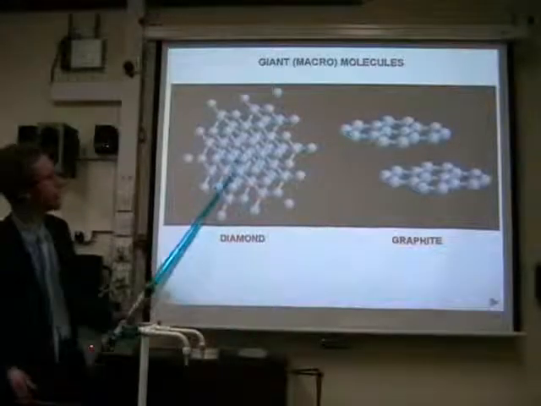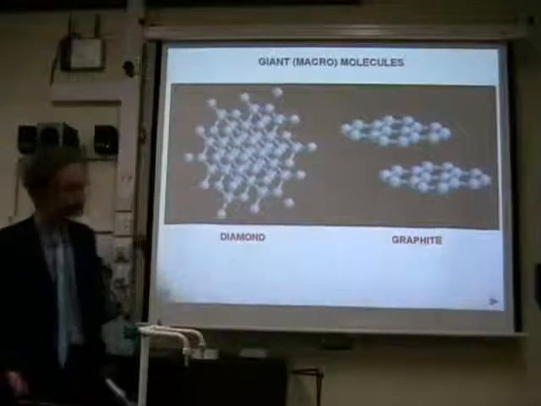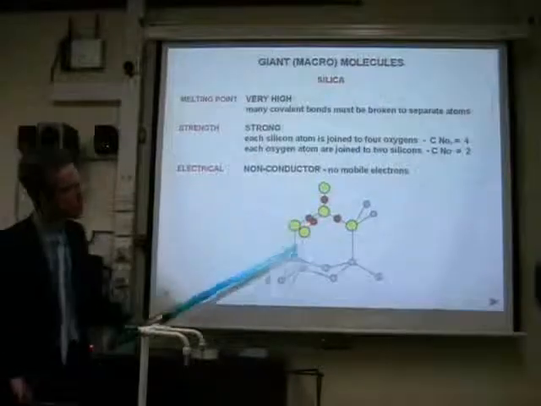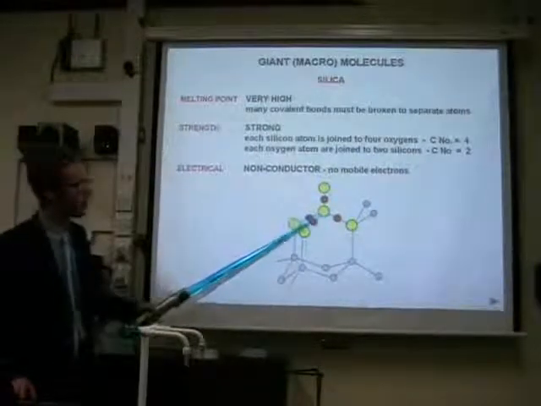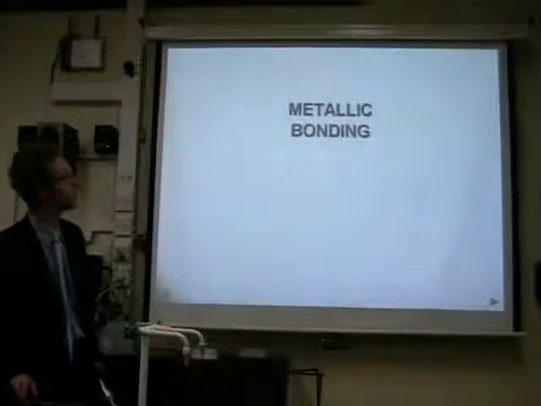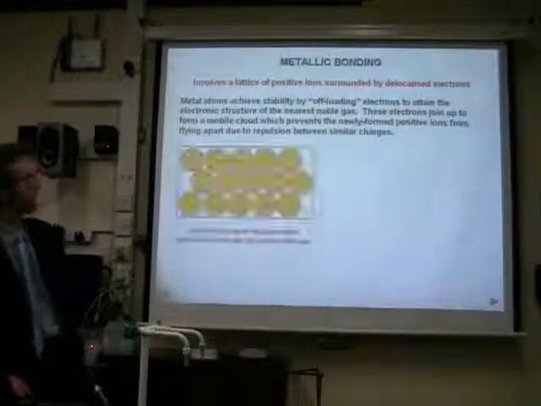So here we have the macromolecular structure of diamond and the structure of graphite. You then get something like silica, which has got the same structure as diamond, with silicon atoms with oxygen in between. Again, very high melting point, silicon dioxide. Which brings us on to metallic bonding.